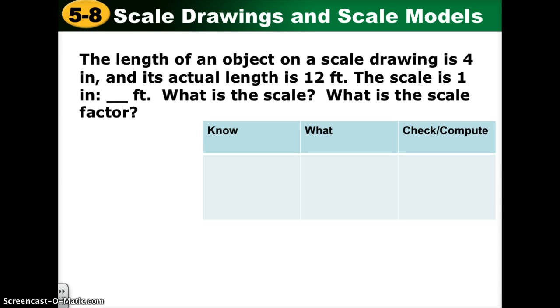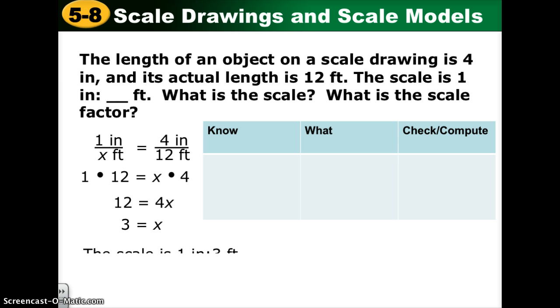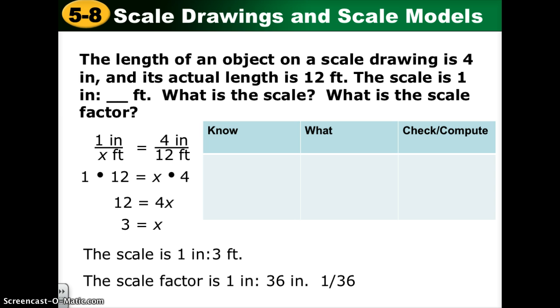The length of an object on a scale drawing is 4 inches and its actual length is 12 feet. The scale is 1 inch to how many feet? So we want to know the scale and the scale factor. Here's what we know. We have a ratio of 1 inch to x feet, which is equivalent to 4 inches over 12 feet. Cross multiply, x equals 3. So our scale is 1 inch to 3 feet.